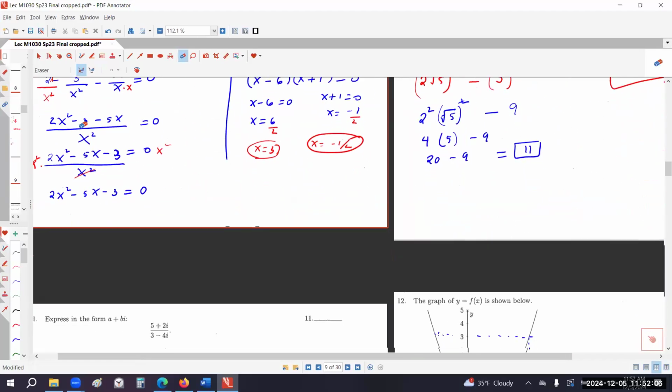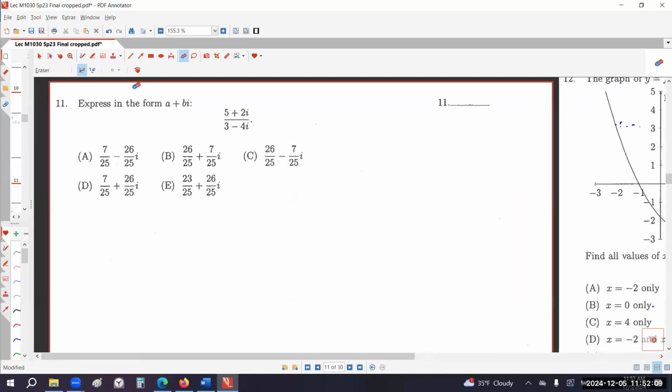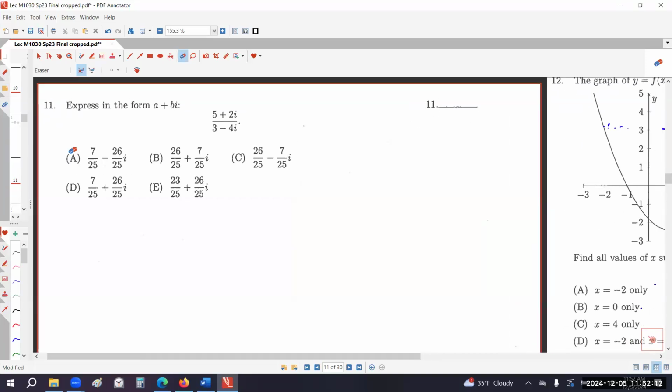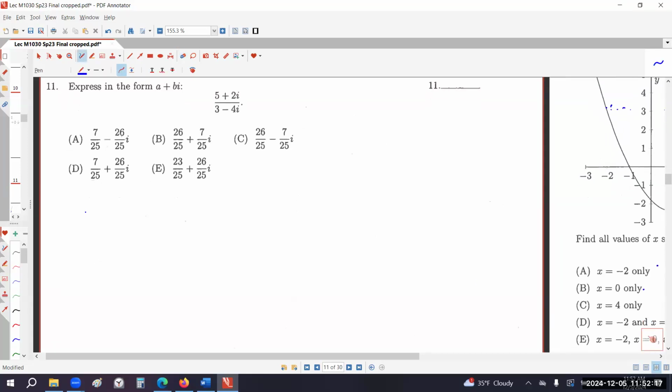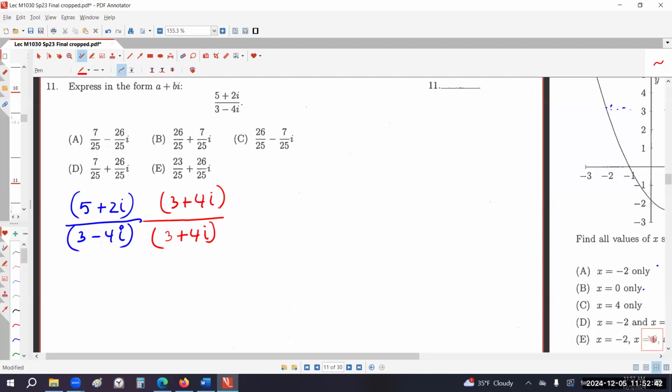Okay, we are dividing imaginary numbers. Unfortunately, we don't know how to divide. So what do we do? 5 plus 2i divided by 3 minus 4i. We need to multiply by the conjugate at the denominator. Conjugate means the same two things, but their signs are different. So on the bottom we have 3 minus 4i. Its conjugate is 3 plus 4i.